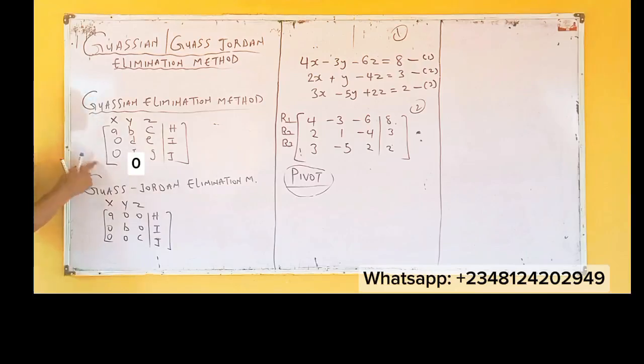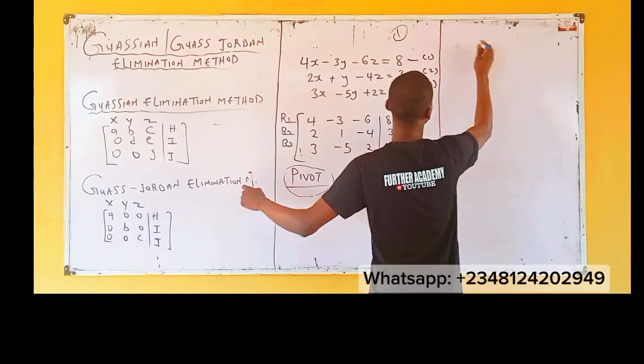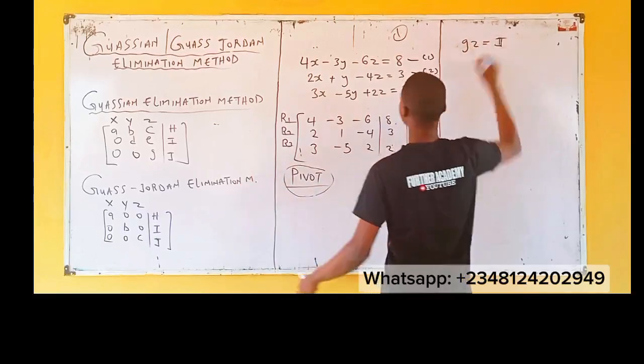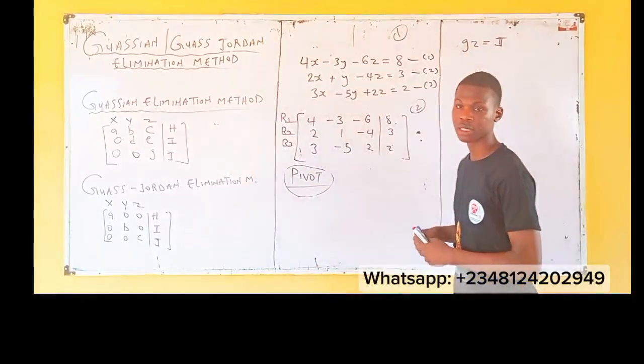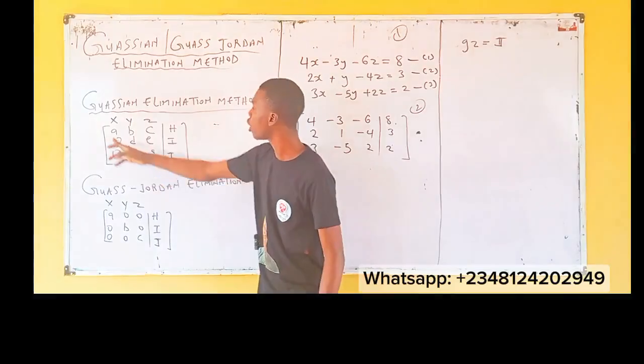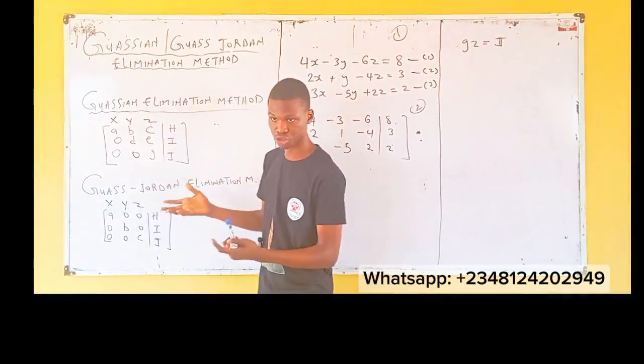How do you interpret it? If you check this last row, what does it mean? It means GZ is equal to J, right? Is that correct? From here, let's say these are numbers: A, B, C, D, E, G, they are numbers. I'm just using this for illustration.